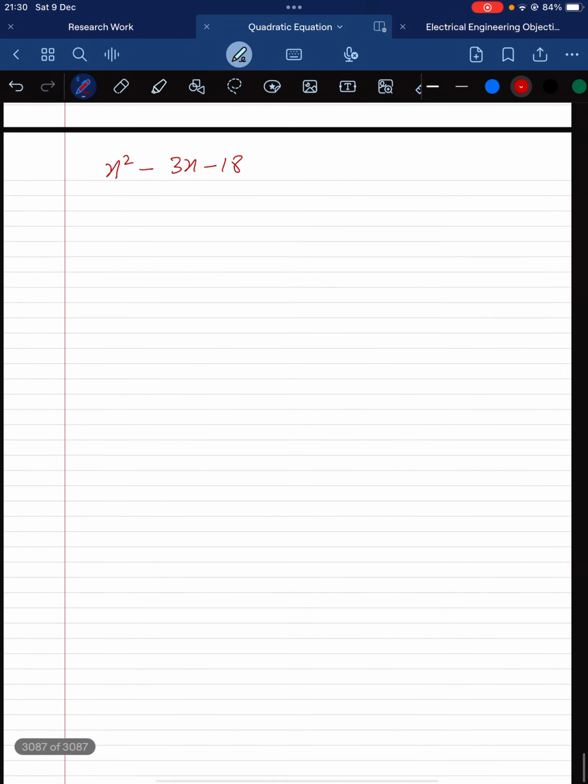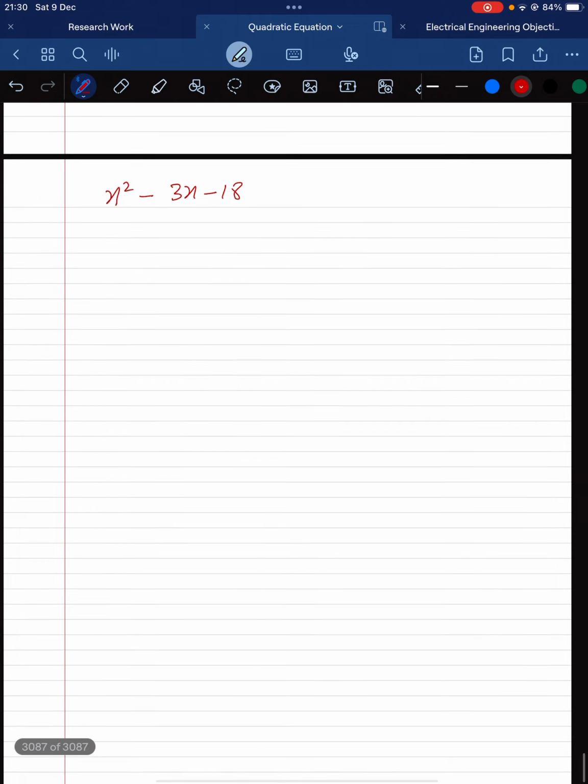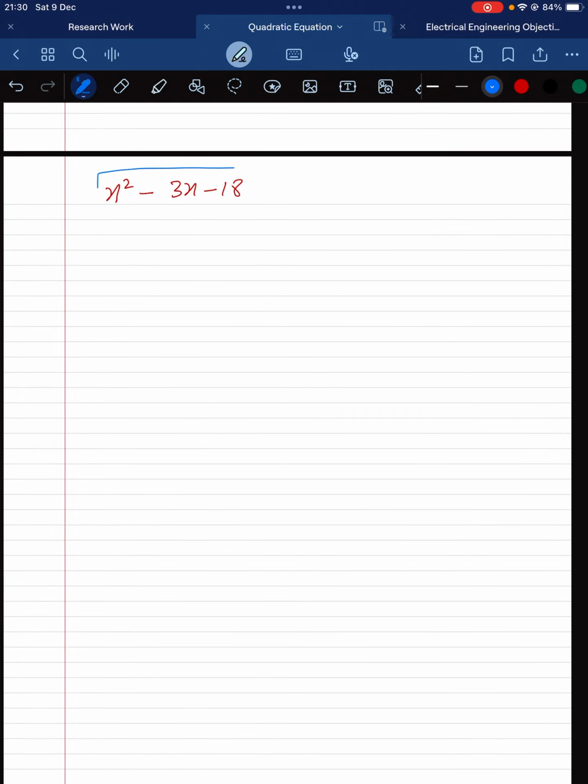Let's say we are given n square minus 3n minus 18. Now we have to factorize it. So we use the same rule, multiply the first digit with the last digit. As the first digit is 1, 18 times 1 is minus 18, because this 18 is negative, and the middle digit is minus 3. Now you need to think about two digits. When you multiply them, they should give you minus 18, and when you add or subtract them, they must give you minus 3.